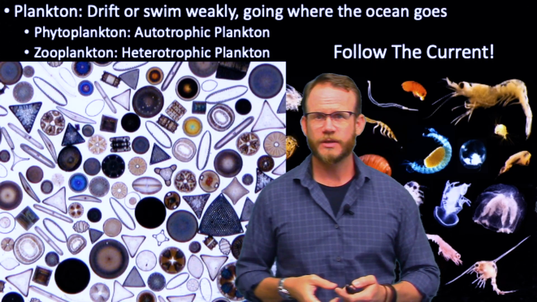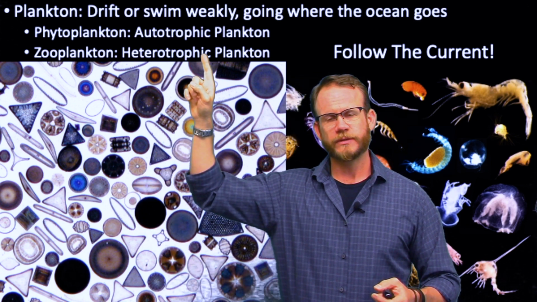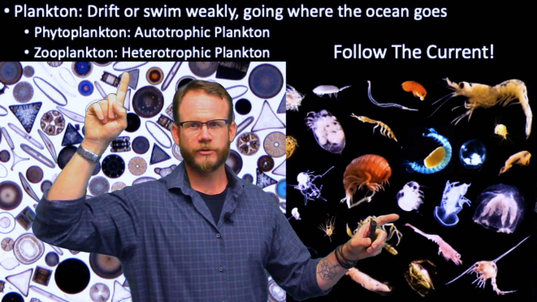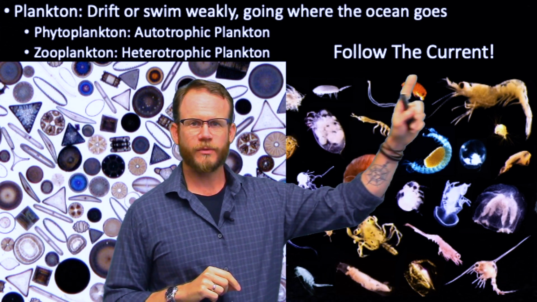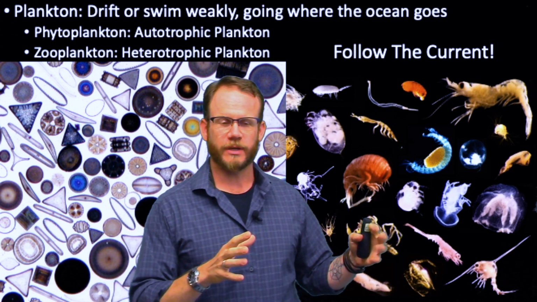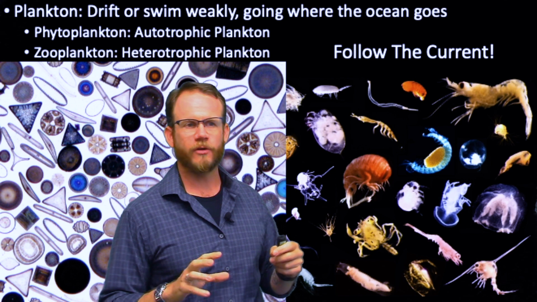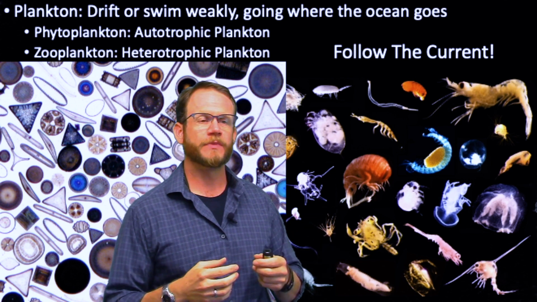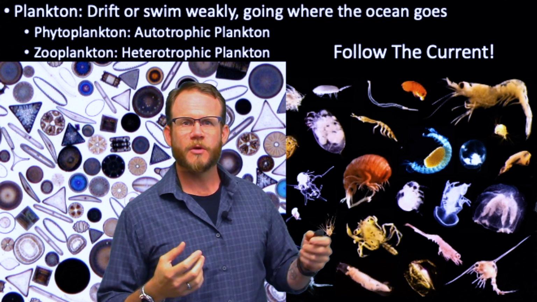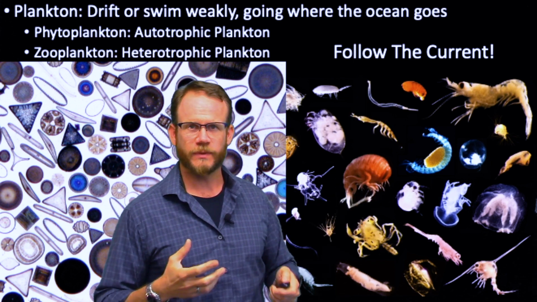So with that said, the important thing here is that phytoplankton, the autotrophic plankton, and zooplankton, the heterotrophic plankton, follow the current. And that brings us into our next topic. We will touch a little bit back on the phytoplankton later on when we talk about metabolism and primary production. But for now, the main thing is to move us to currents, and that's what they do.